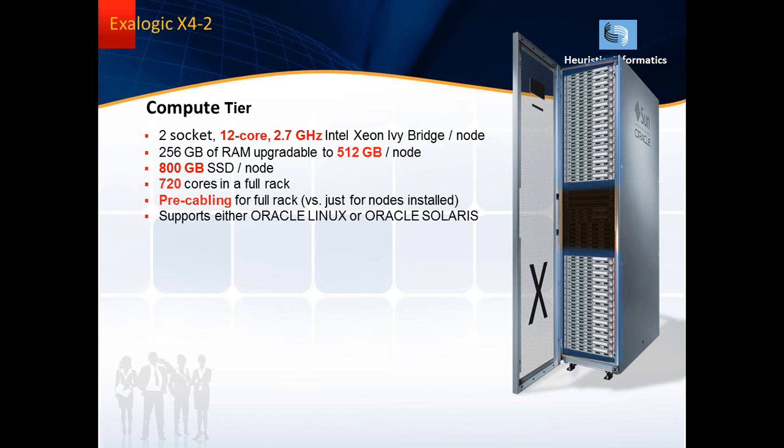And we have 720 cores in a full rack. In a full rack, we have a total of 30 compute nodes, so 24 into 30 gives 720 cores in a full rack. And pre-cabling for a full rack is done by Oracle itself. We need not install or configure each and everything. By default, Oracle will configure it and provide it to the customer.